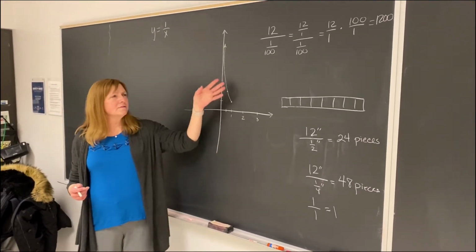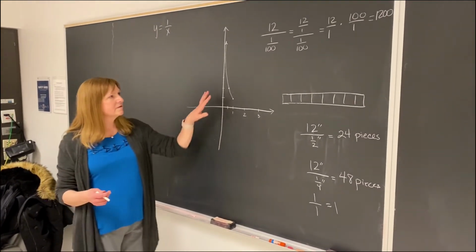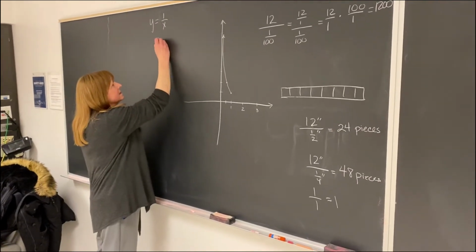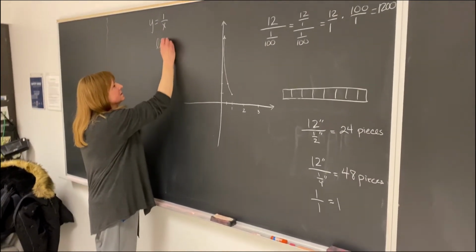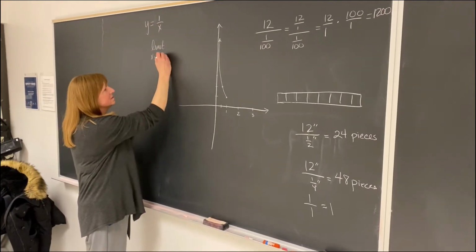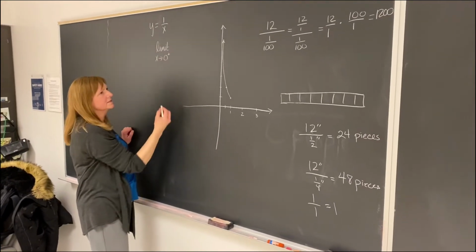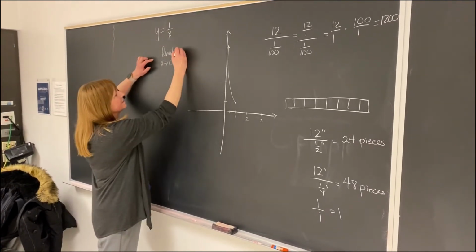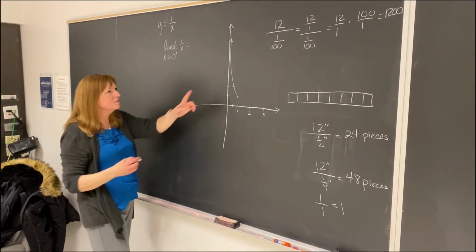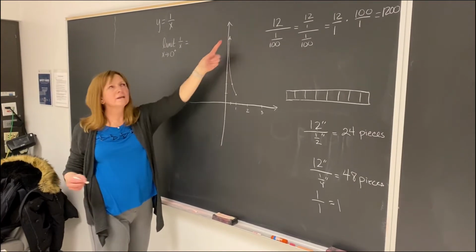So we need some kind of notation for this mathematically. So let's look at our notation. We're going to say the limit as x approaches 0. And we're coming in from the right side, so I'm going to put plus here, of 1/x equals, and what's this heading toward? What's our y heading toward? Infinity.